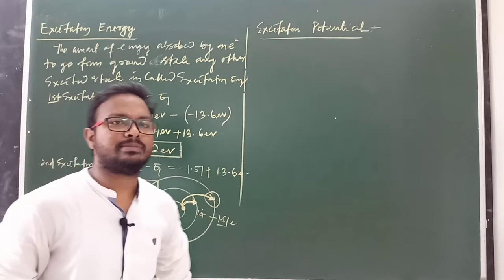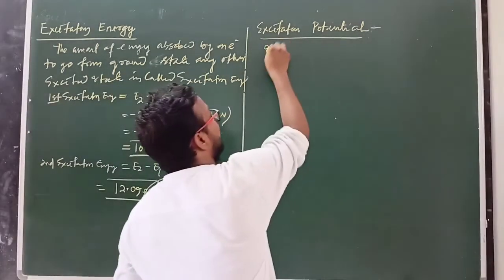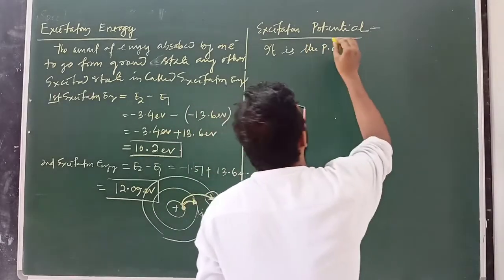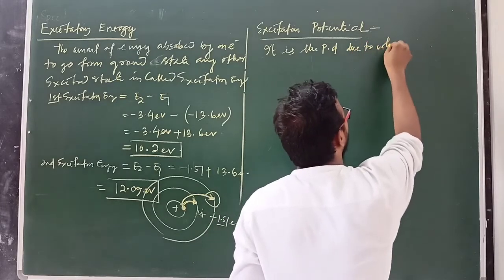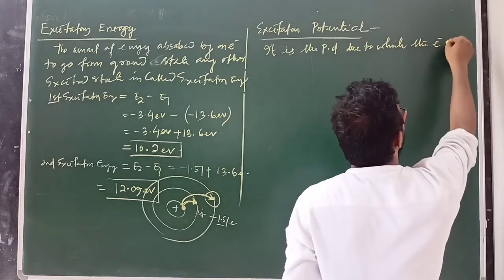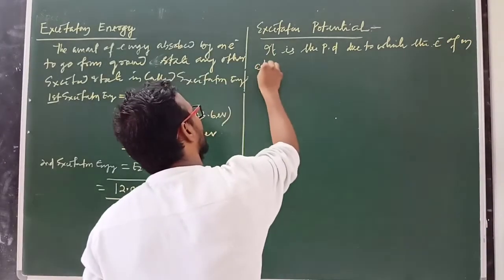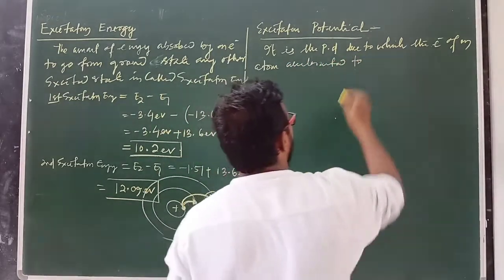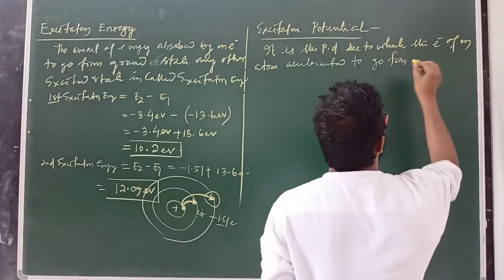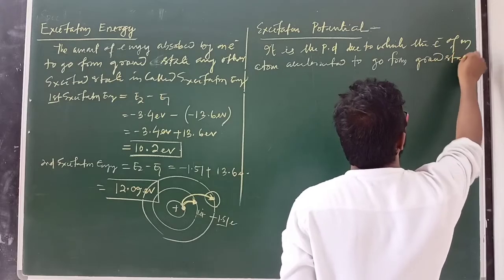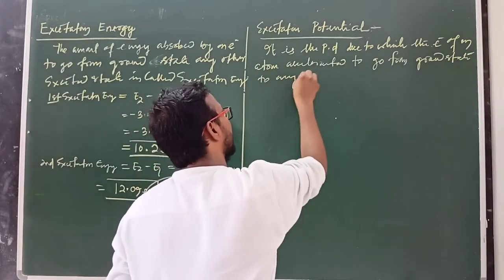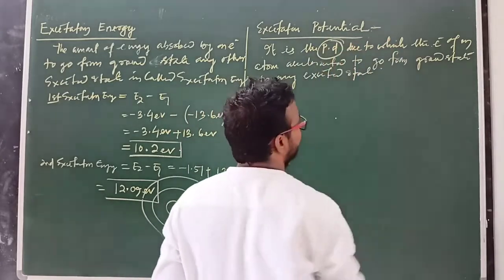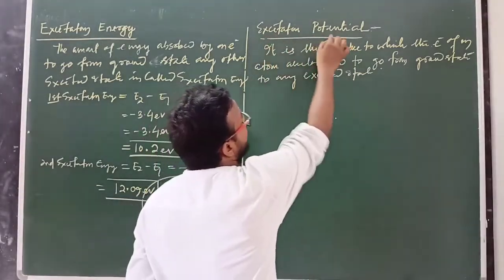So what is the meaning of excitation potential? It is the potential difference due to which the electron of an atom is accelerated to go from the ground state to any excited state, and that amount of potential difference is known as the excitation potential.